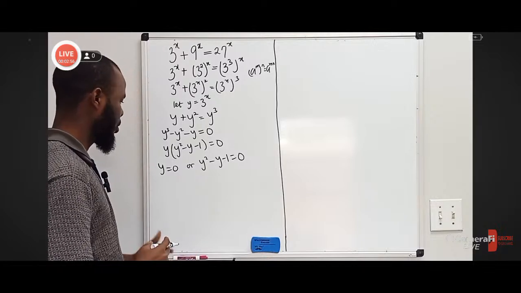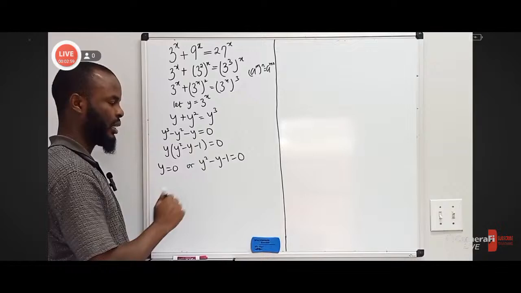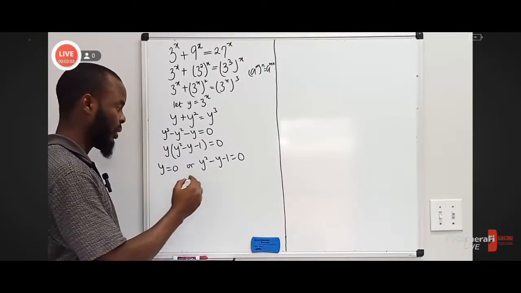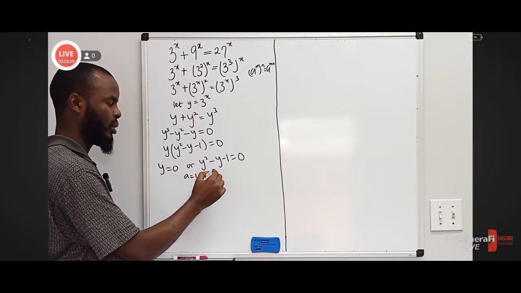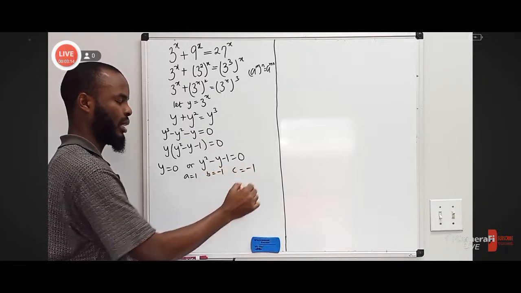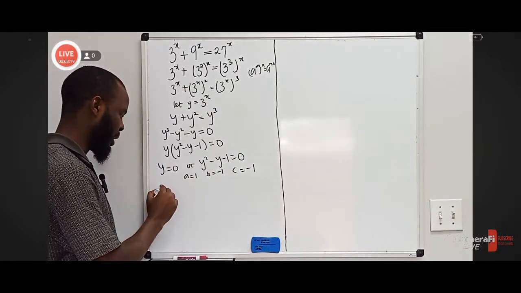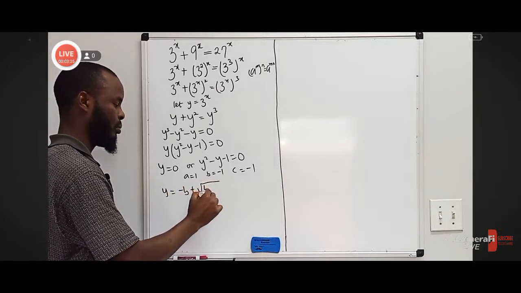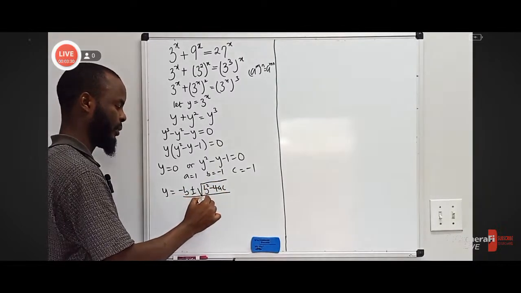Start. So now we have this quadratic equation. We can use the method of quadratic formula, whereby a is going to be the coefficient of y squared, which is 1. b is going to be the coefficient of y, which is -1, and my c also is going to be -1. Okay, so with this, using this method, y equals minus b plus or minus root b squared minus 4ac over 2a.